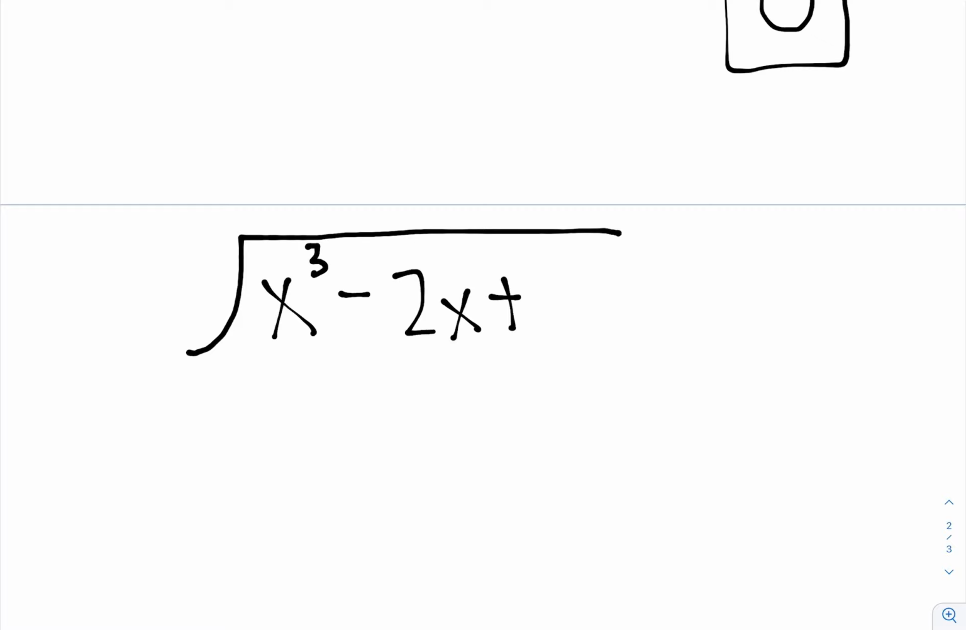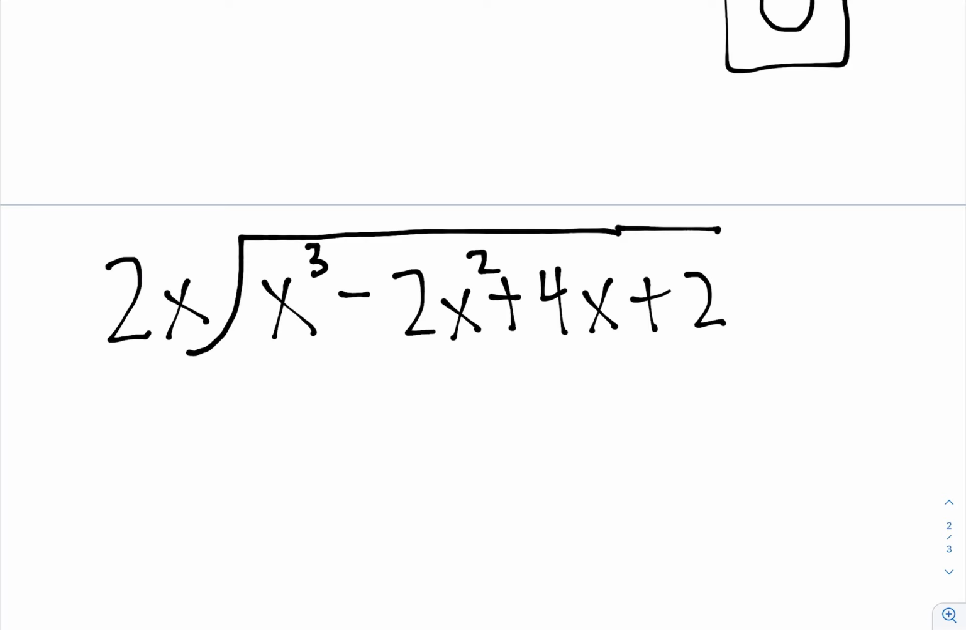So I'm going to come up with another example here. Let's say we take x cubed minus 2x squared plus 4x, and then I'll go plus 2. Okay, and let's say we're taking this function and we're dividing it all by 2x. Okay, so we have to say, well, how many times does 2x go into x cubed?